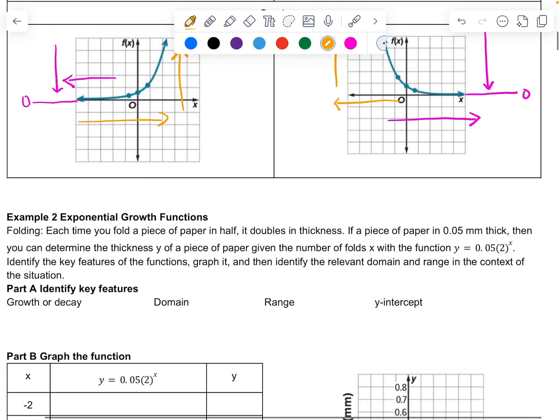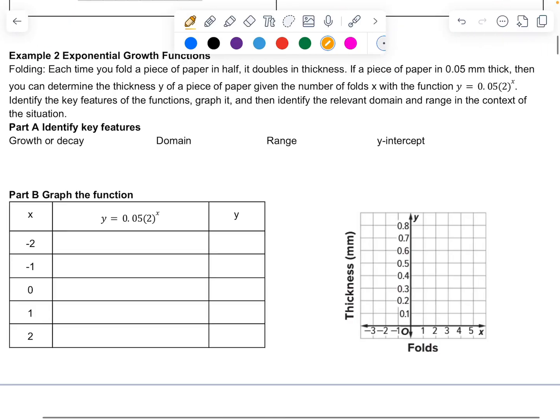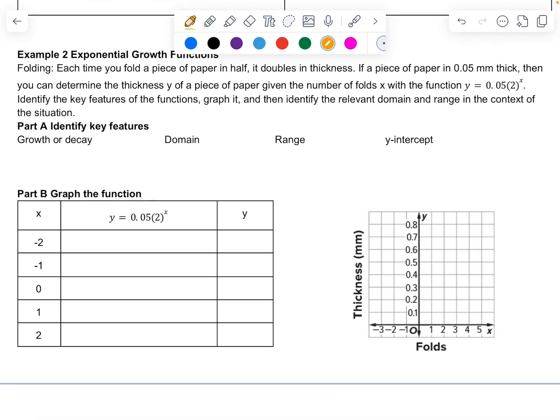It says folding. Each time you fold a piece of paper in half, it doubles in thickness. If a piece of paper is 0.5 millimeters thick, then you can determine the thickness y of a piece of paper given the number of folds x in this function. So it actually gives you the function, so you don't even have to figure out what the function is. Identify the key features of the function, graph it, and then identify relevant domain and range.